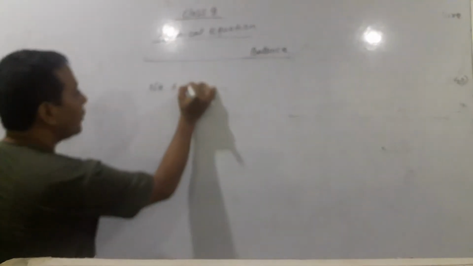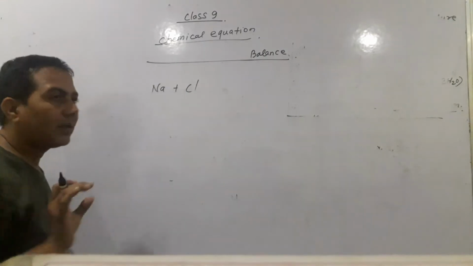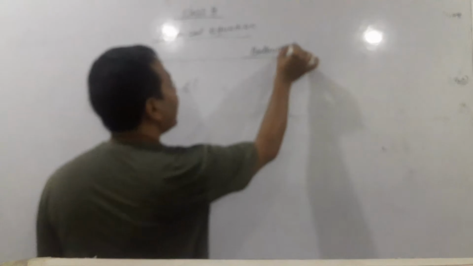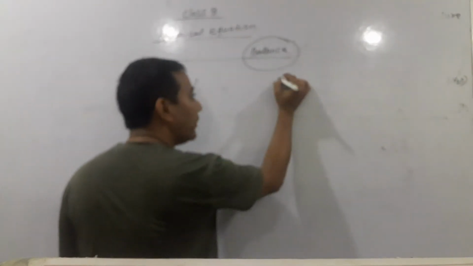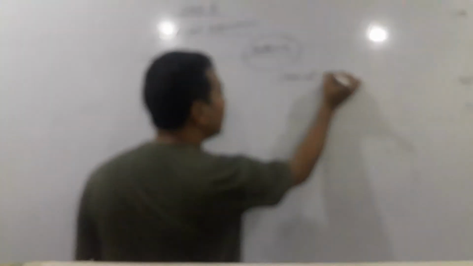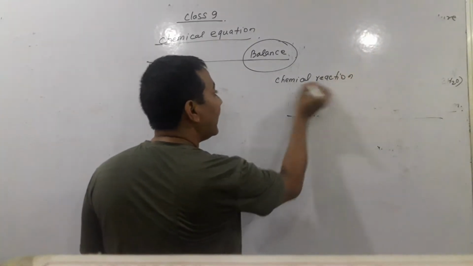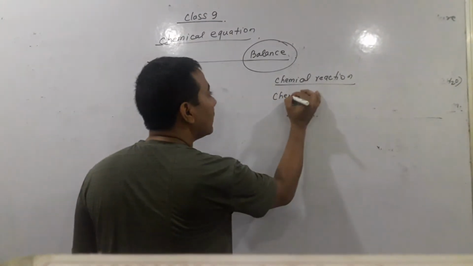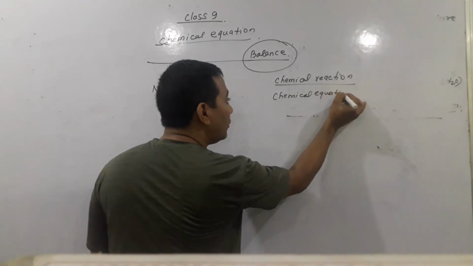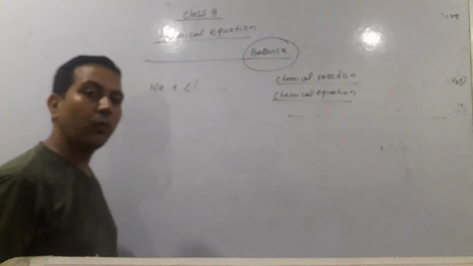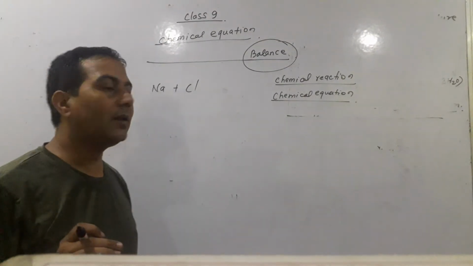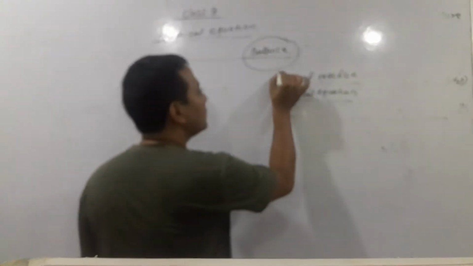Sodium reacts with chlorine. So what are the things to be known by us? Two things should be known while writing chemical reactions or chemical equations. Without that, we cannot do anything in chemical reactions or chemical equations. So what are the things to be known by us?